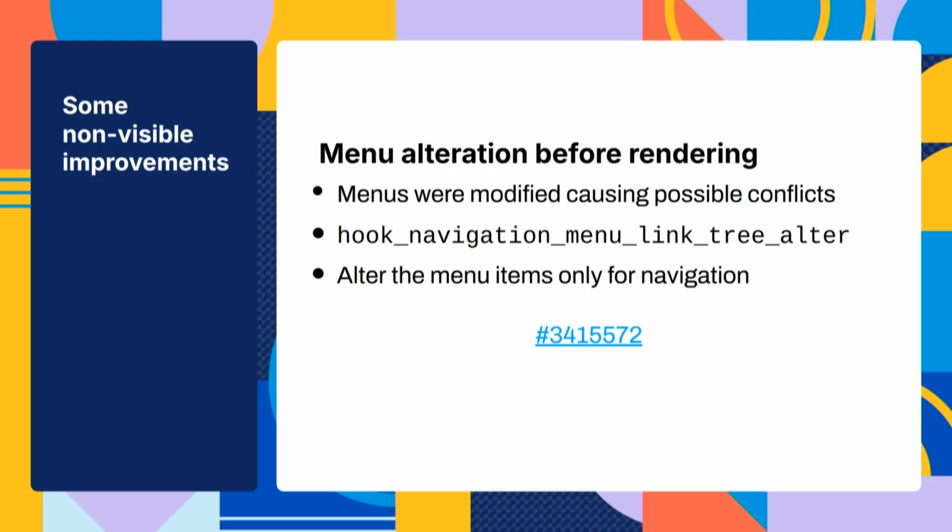Basically, what we did is to provide a new hook that, before any menu is rendered in navigation, allows you to modify it without the need to destroy or to remove items from the original menu. So the menu is still there, but when you render it in navigation, you can have some control before the rendering.